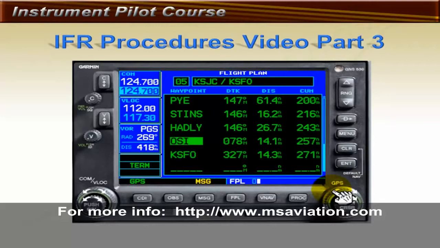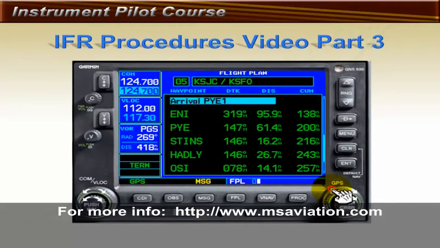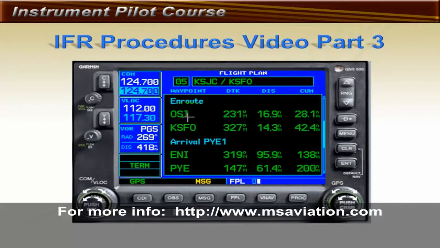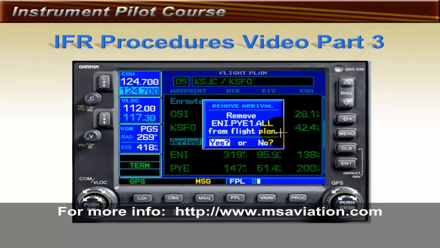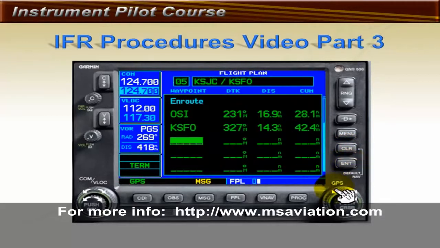And notice that Woodside and San Francisco are already in the flight plan here. So if we wanted this arrival to work, we just delete these two data points, Woodside and San Francisco. That's assuming we wanted to fly the departure procedure as we have it from San Jose and this arrival into San Francisco. So for now, I'm going to delete the arrival. I'm going to do that by scrolling over it with the outer ring and pressing clear. Then remove Point Reyes 1 arrival, yes. Now that's gone.